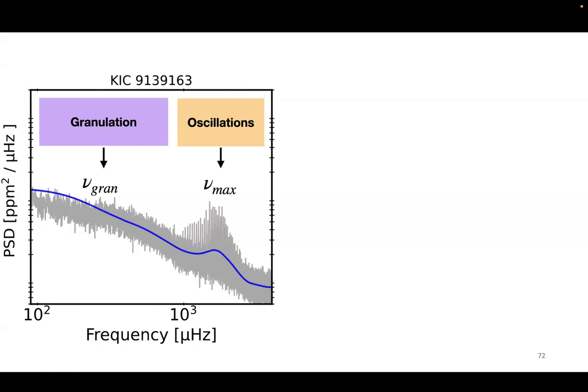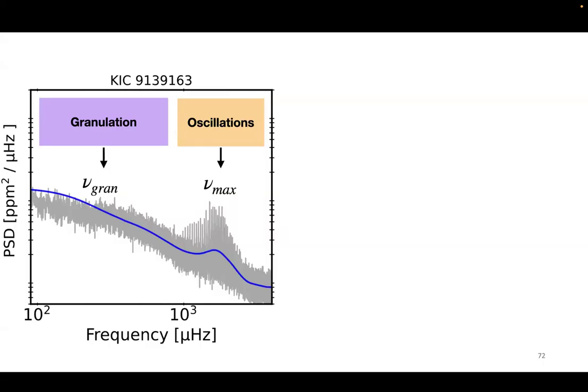And this happens at some characteristic granulation frequency, which I've labeled here. And this blue line is just smoothing over this data. And I'm going to show you now a similar diagram, but using some data from James Webb.